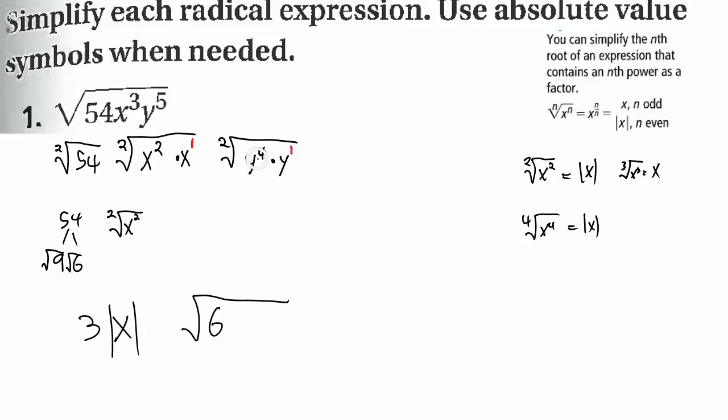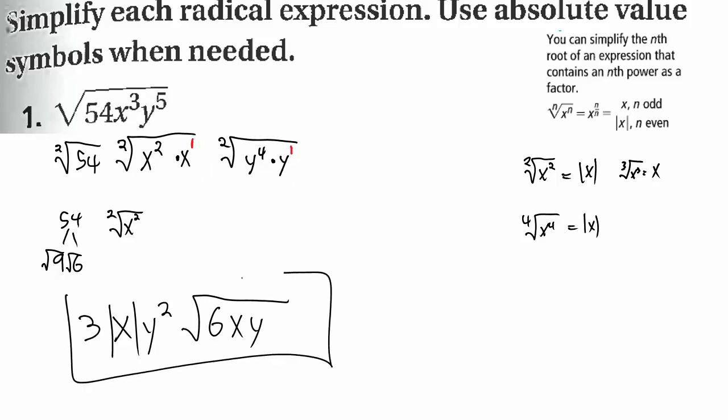And then for the y's, 4 divided by 2 is 2, or you could see it as 5 divided by 2 is 2 remainder 1, so 2 y's make it outside. This y here is stuck inside, just like this x is stuck inside. So this is the final answer that you get: 3 times the absolute value of y squared times the square root of 6xy. That's the answer for number 1.